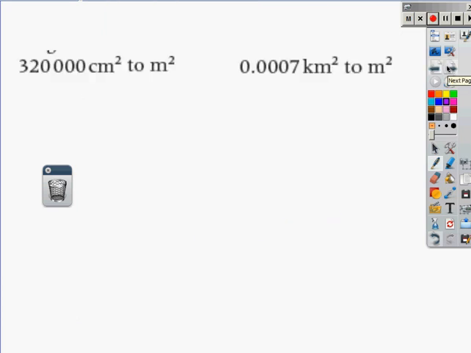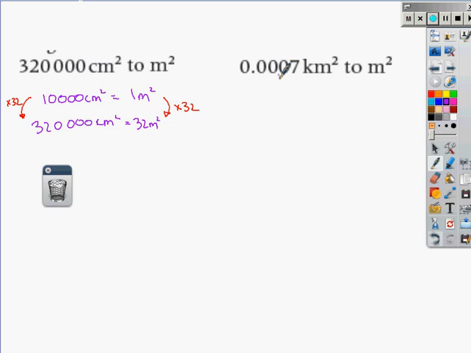And the first one, well, we already know that 10,000 centimeters squared is the same as 1 meter squared. So therefore, if we've got 320,000 centimeters squared, what would that be as an answer? Well, how would we get from 10,000 to 320,000? We'd times it by 32, so we would do exactly the same over here to get an answer of 32 meters squared.